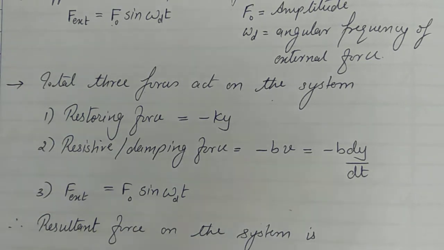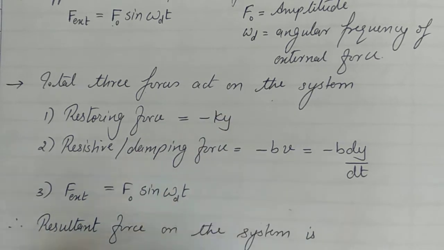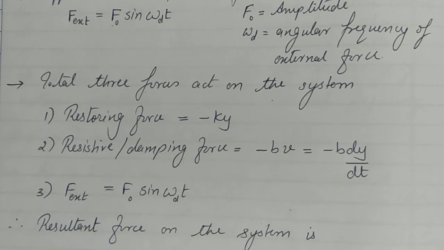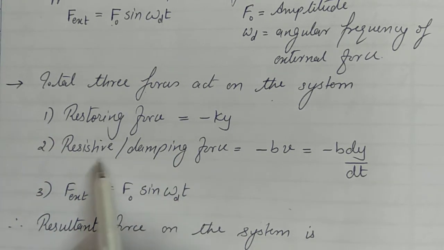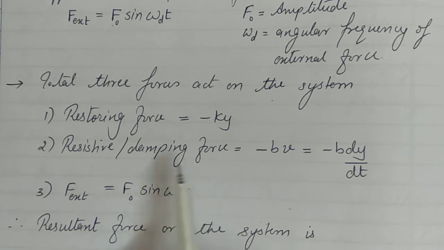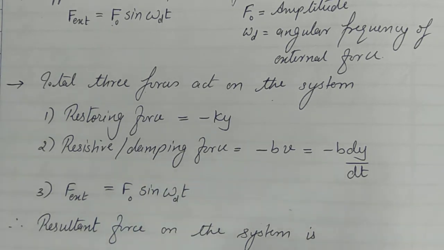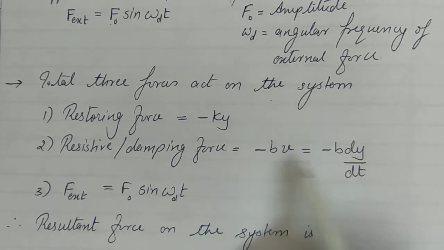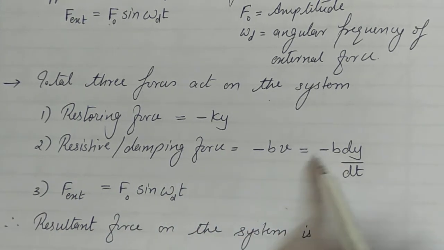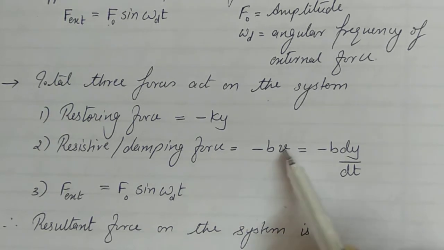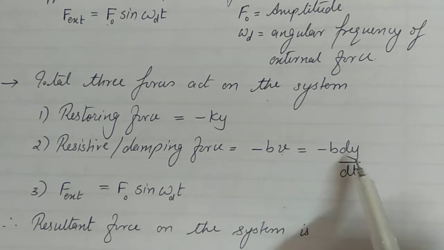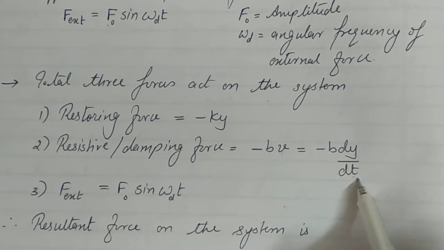The force which tries to restore the system to its original condition. This also we have seen earlier. So restoring force is minus ky. The resistive force, because of the medium, because of friction, because of gravity, the resistive or damping force which acts on the system is minus bv. We know that velocity is change in position with respect to time. So instead of v, I can write dy by dt.